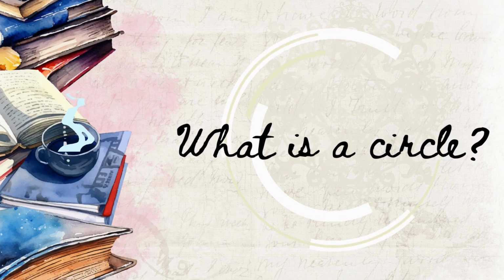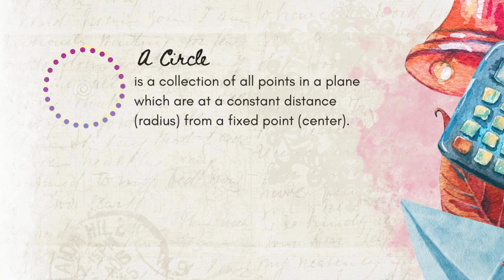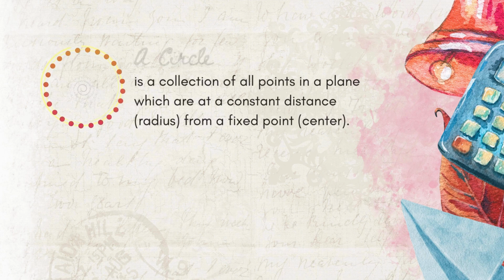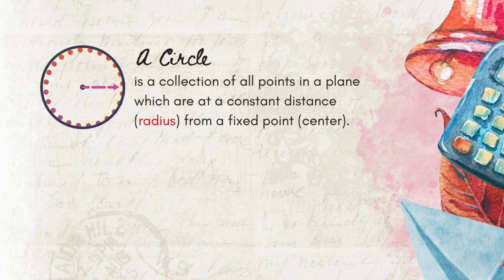First, what is a circle? Well, it is a collection of all points in a plane which are at a constant distance, that we call the radius, from a fixed point called the center of the circle.